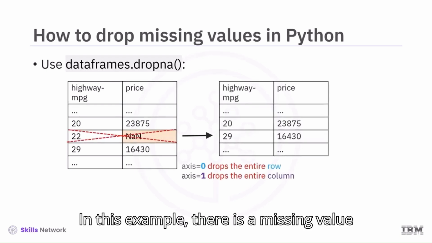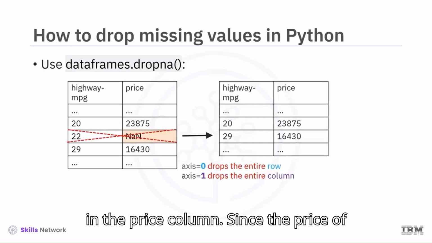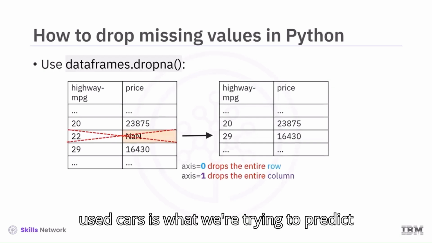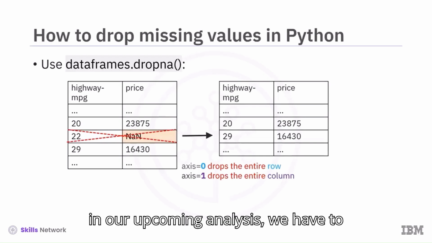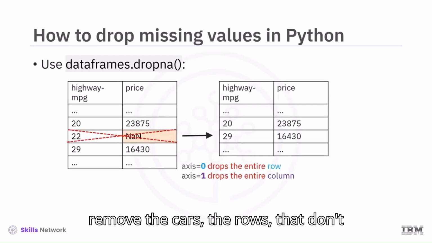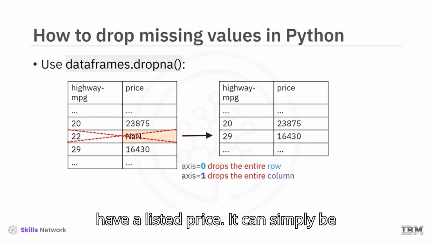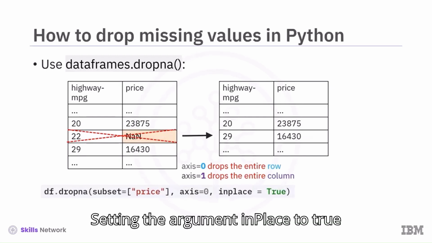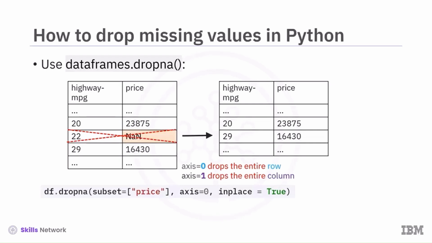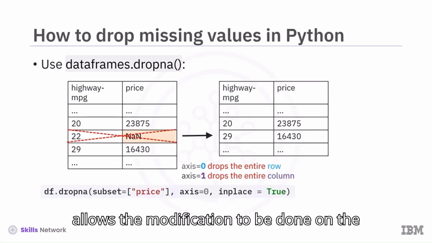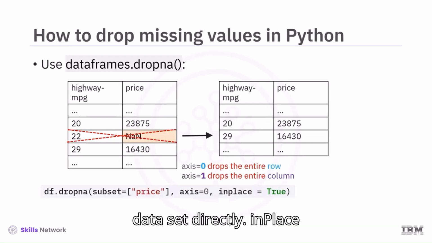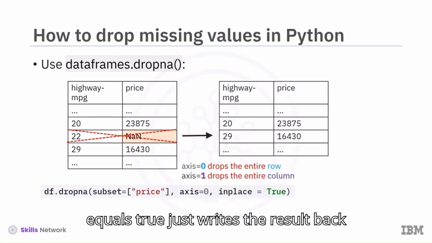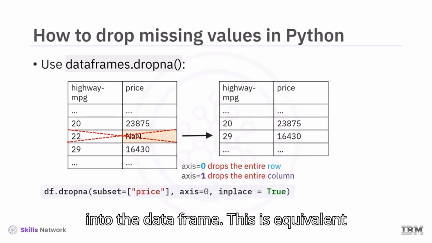In this example, there is a missing value in the price column. Since the price of used cars is what we're trying to predict in our upcoming analysis, we'd have to remove the cars, the rows, that don't have a listed price. It can simply be done in one line of code, using dataframe.dropna. Setting the argument inplace to true allows the modification to be done on the dataset directly. Inplace equals true just writes the result back into the data frame.